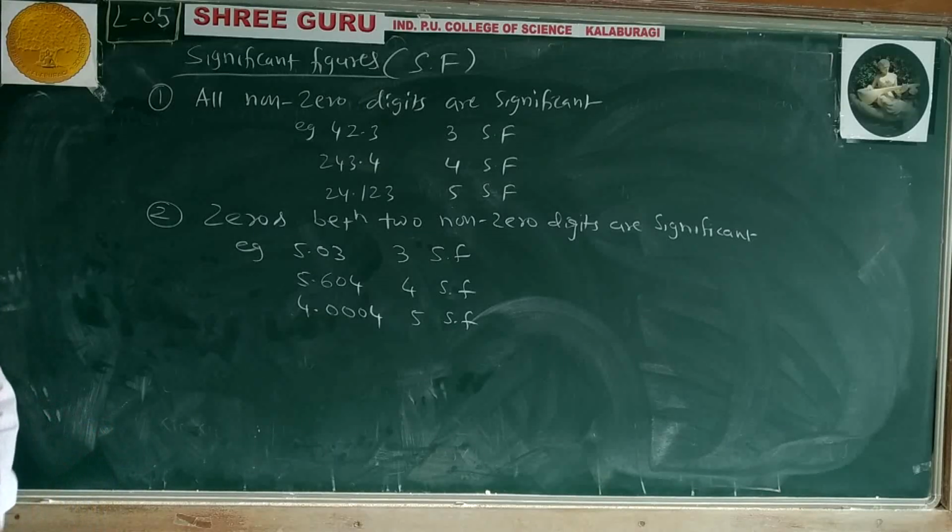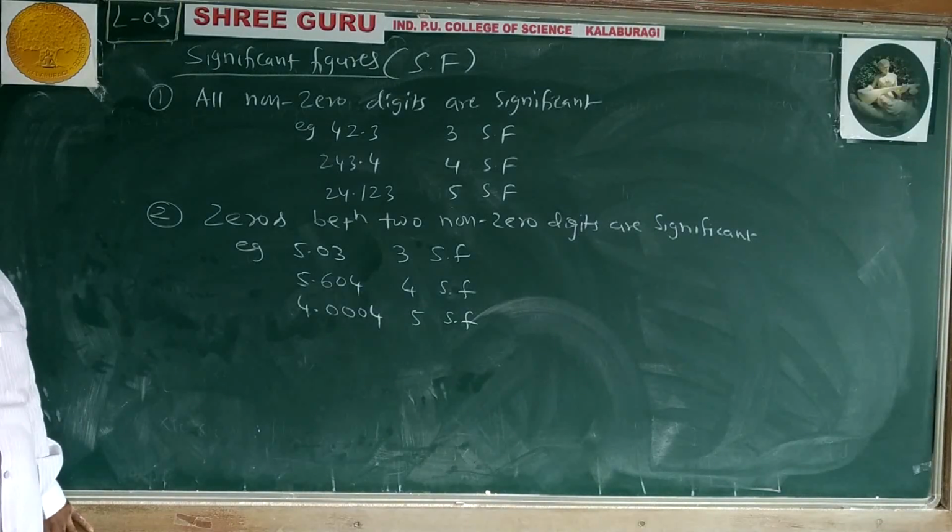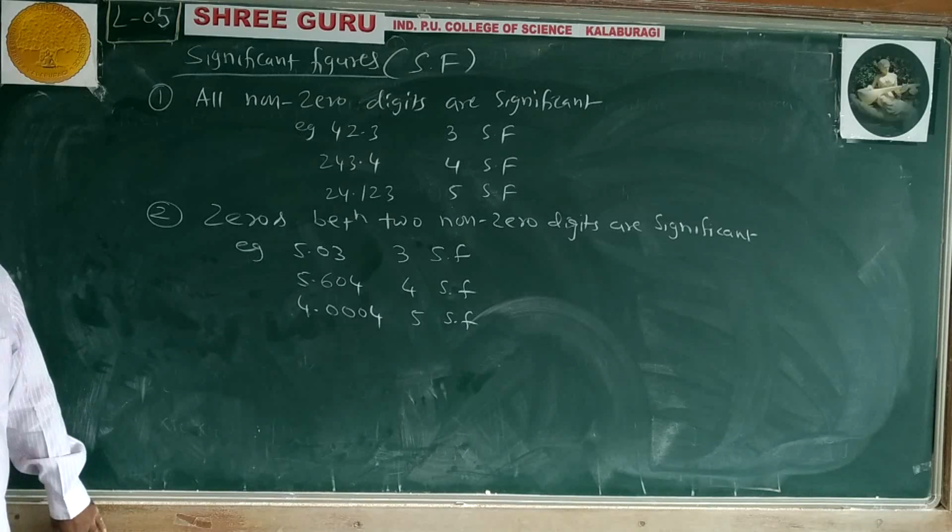So try to understand the first rules. All non-zero digits are significant. Zeros between two non-zero digits are significant.